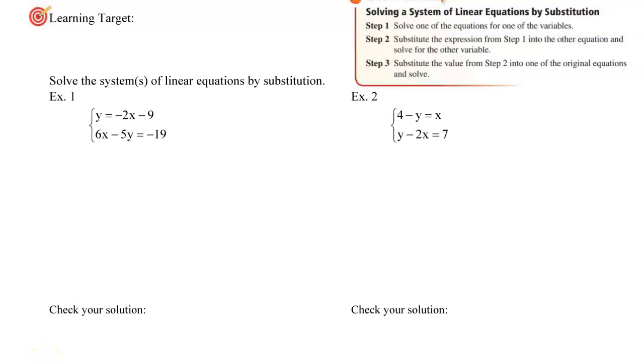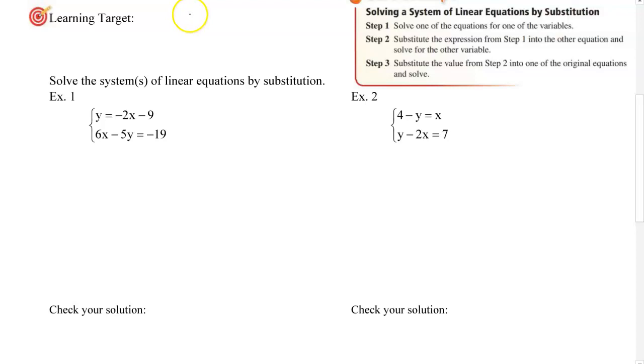In this video, we are going to be discussing how to solve a system of linear equations using substitution. Our goal in order to use substitution is to have a variable, x or y, completely by itself on one side of the equal sign.